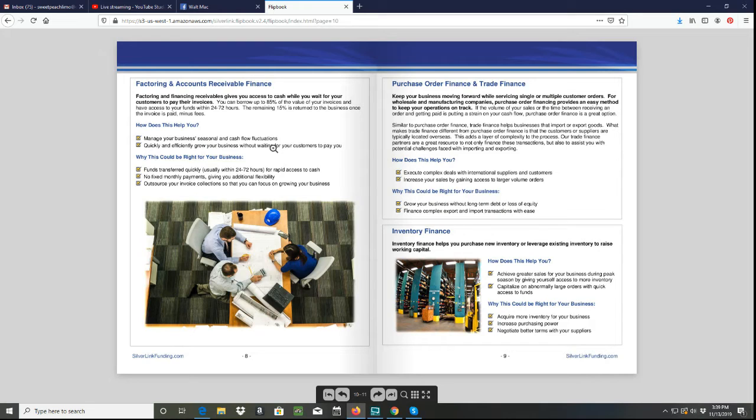And so, for example, how does this help you? It will help you manage your business's seasonal and cash flow fluctuations quickly and effectively, grow your business without waiting for your customers to pay you. Why this could be right for your business: funds transferred quickly, usually within 24 to 72 hours for rapid access to cash, no fixed monthly payments, giving you additional flexibility. And outsource your invoice collections so that you can focus on growing your business. That's an example of factoring and accounts receivable finance.